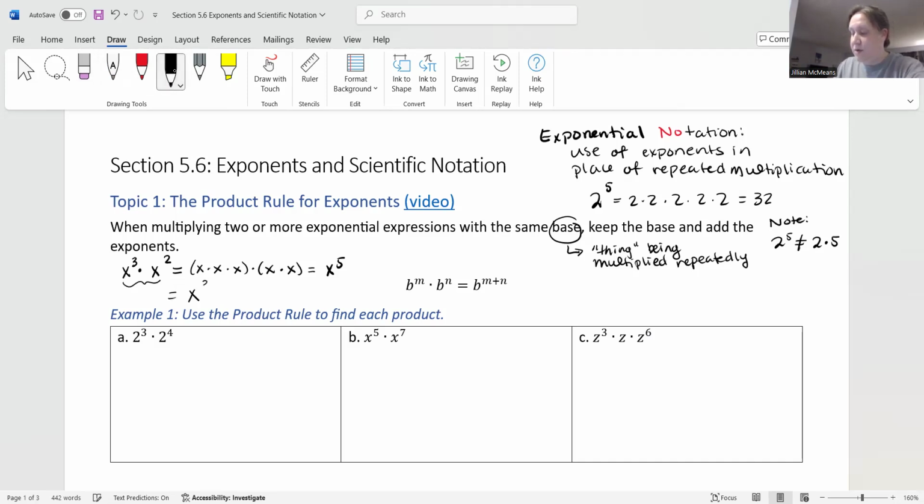Equals x to the 3 plus 2, or x to the fifth. So notice, no matter how we solve this, we get the same answer, okay? Now, something like this with exponents of 2 and 3, it's not a big deal. We could do it longhand. We could do this rule.